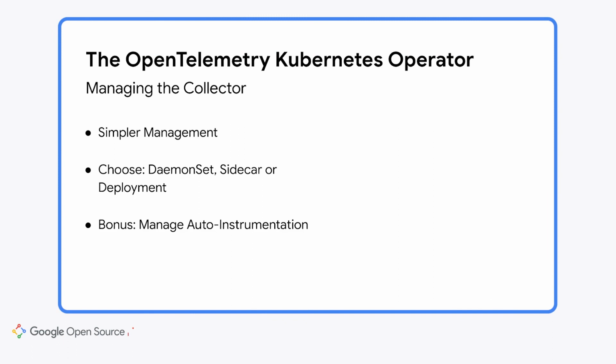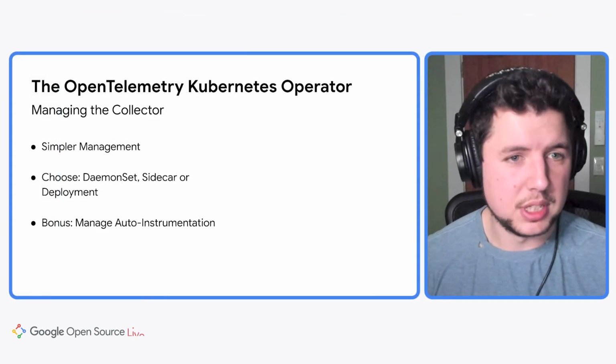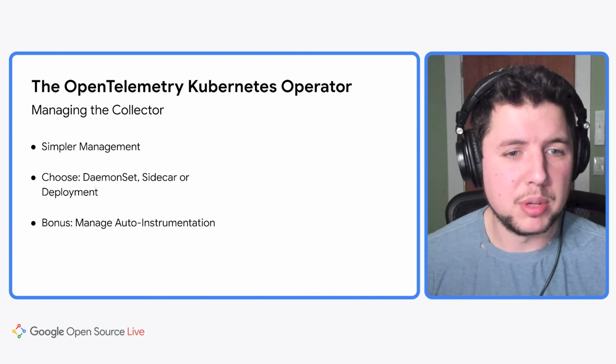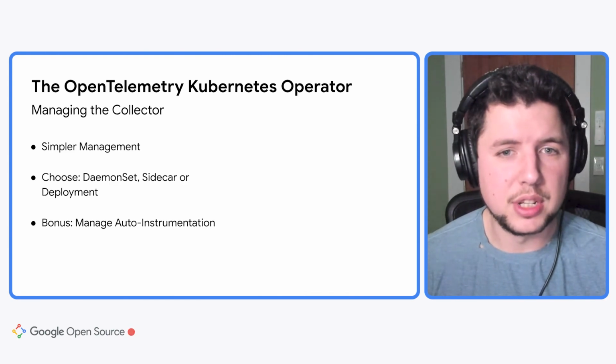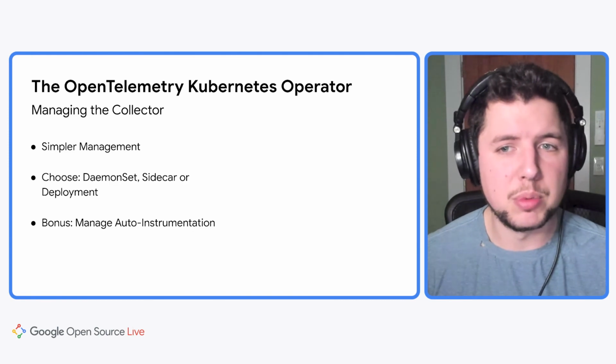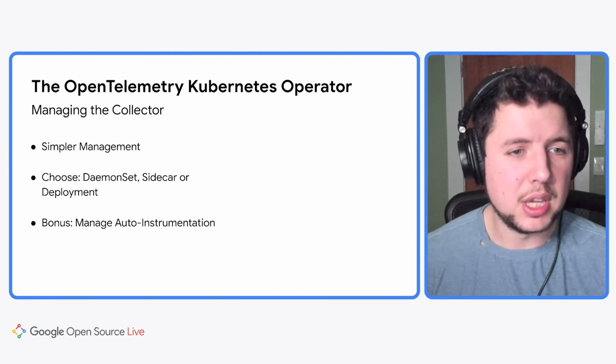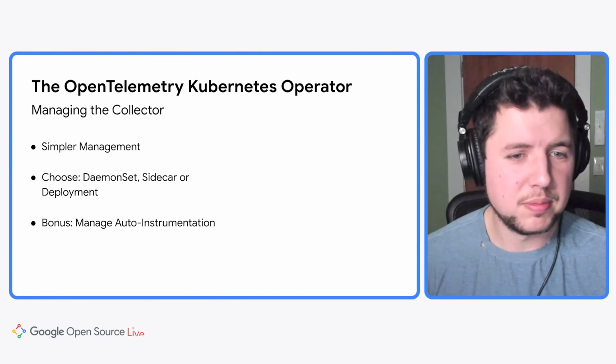If all of that sounds a bit intimidating and you're on Kubernetes, I have great news for you. The OpenTelemetry operator can make your life quite a bit easier. It lets you choose from all those deployment modes that we've talked about, like a daemon set, one on each VM, a sidecar, or a deployment. And it can also manage auto instrumentation, which is an easy way to get value from OpenTelemetry without making any code changes to your application.